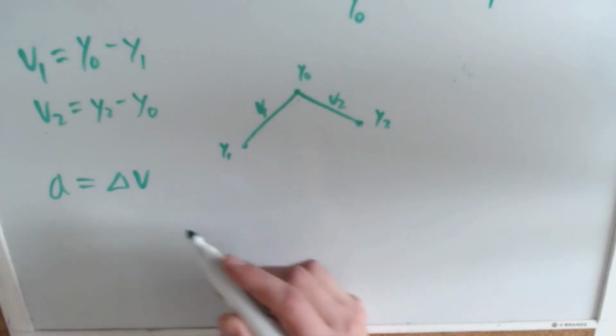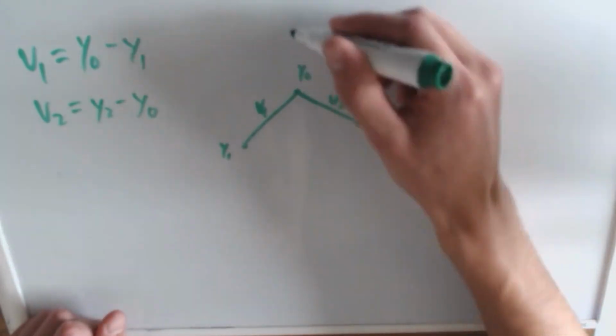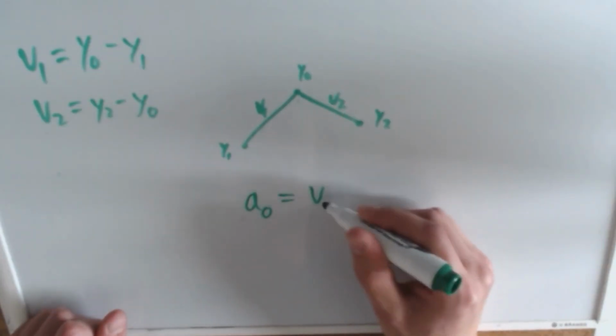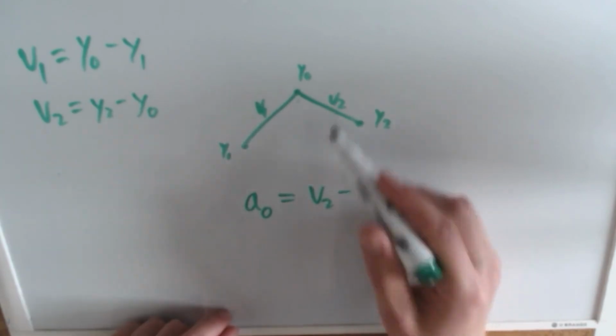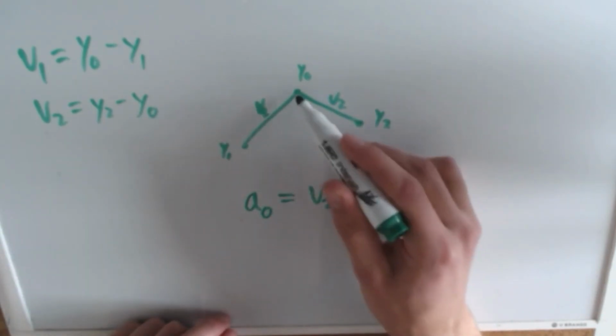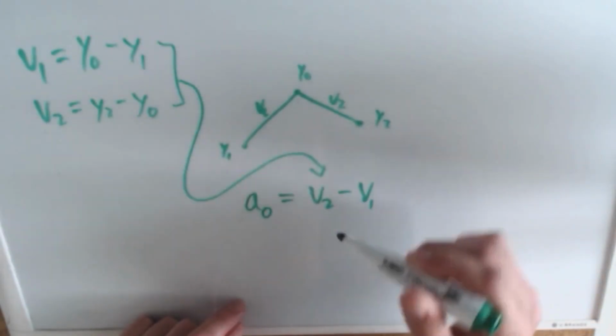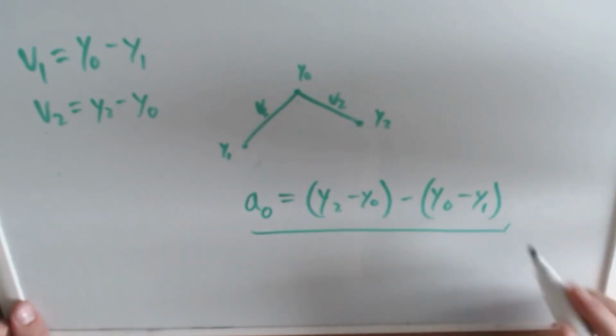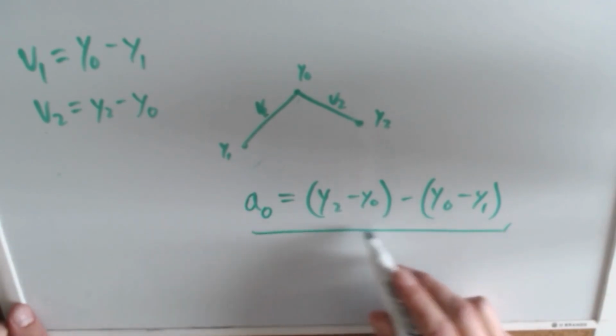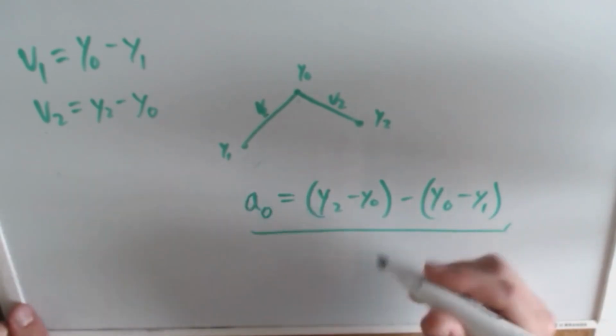Acceleration is equal to the change of velocity. And that means the acceleration at point 0 is equal to v2 minus v1. The change in velocity is equal to the acceleration at this point right in the middle. Put these two things in right here and over here. Now, if this looks a little bit familiar, that's good, because this is basically the same thing we wrote earlier with the force of the spring on the point.